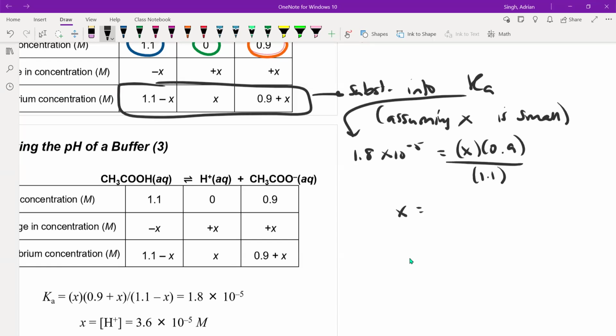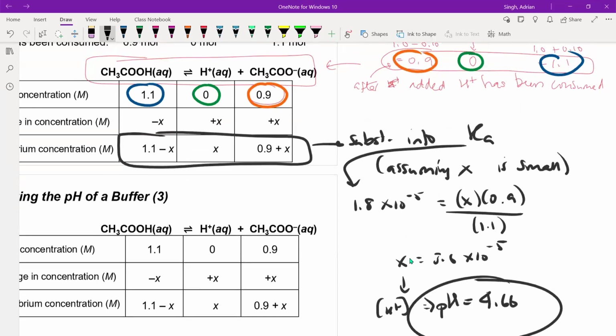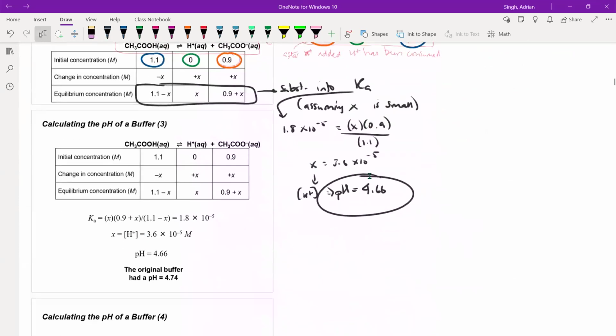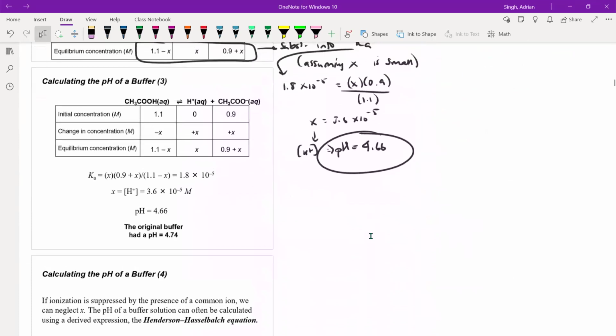Okay, we solve for X. X equals 3.6 times 10 to the negative 5. X here is the concentration of the H+. So then the pH would be the negative log of that, which would give us a pH of 4.66. Okay, so what we've noticed here is that the pH did change. It started off as 4.74, but it became more acidic, went down to 4.66, but it didn't change by a lot. So the change to the pH was minimized due to having that buffer present. There's only a change of 0.08 in the pH units.